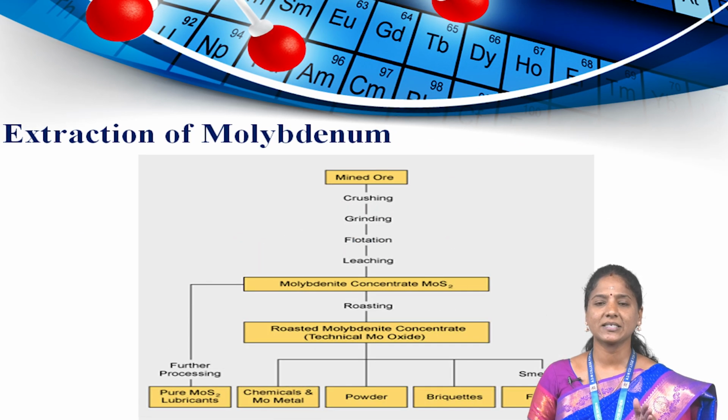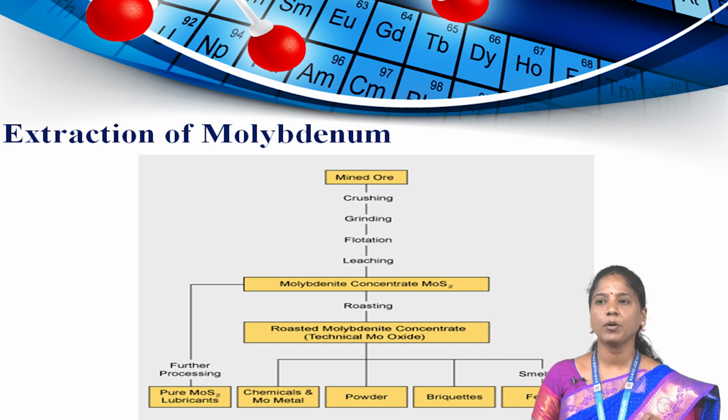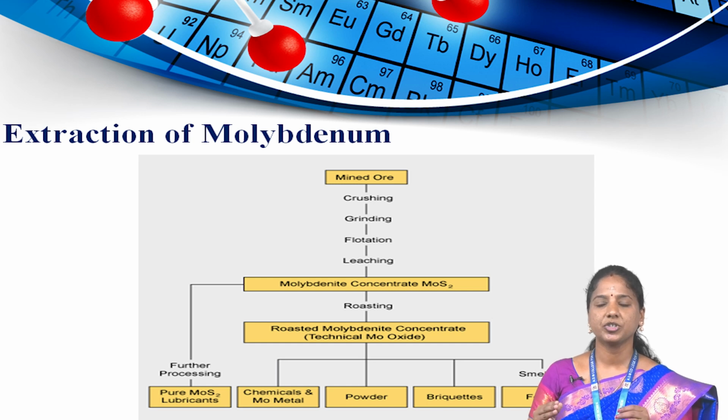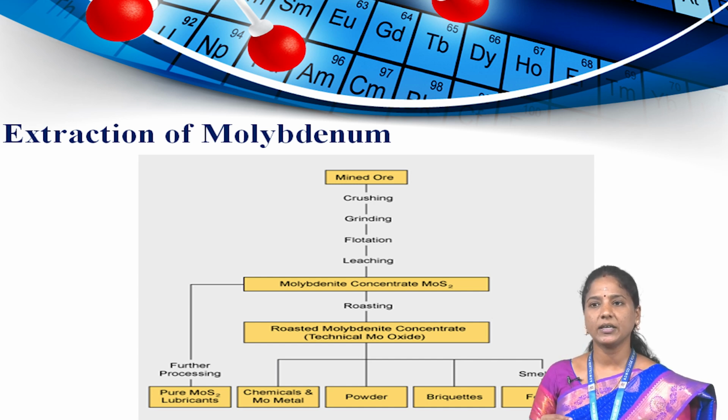Next one, extraction of molybdenum. Molybdenum can be found in a number of minerals, but only molybdenite is suitable for the industrial production of marketable molybdenum products. Molybdenite can occur as the sole mineralization in the ore body, but is usually associated with the sulfide minerals of other metals.